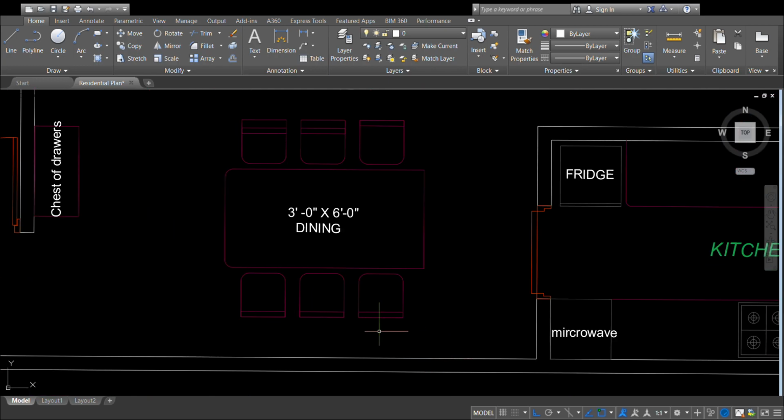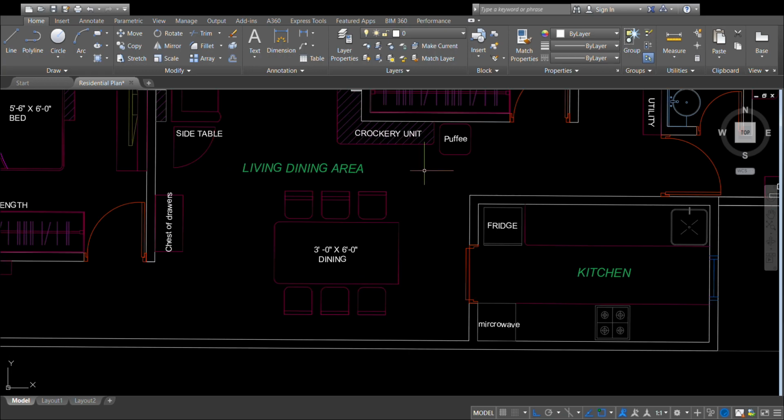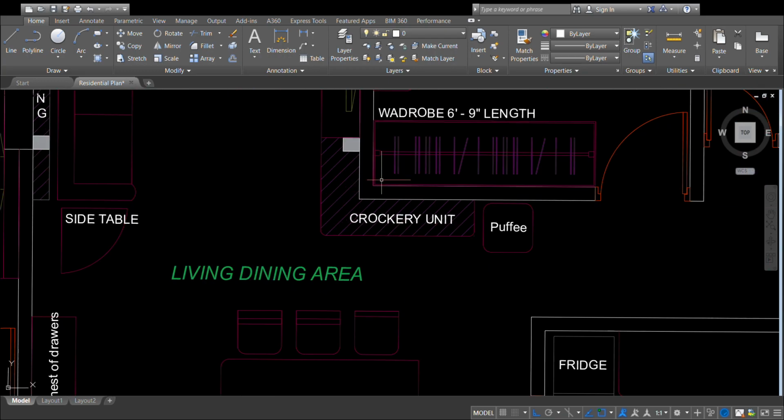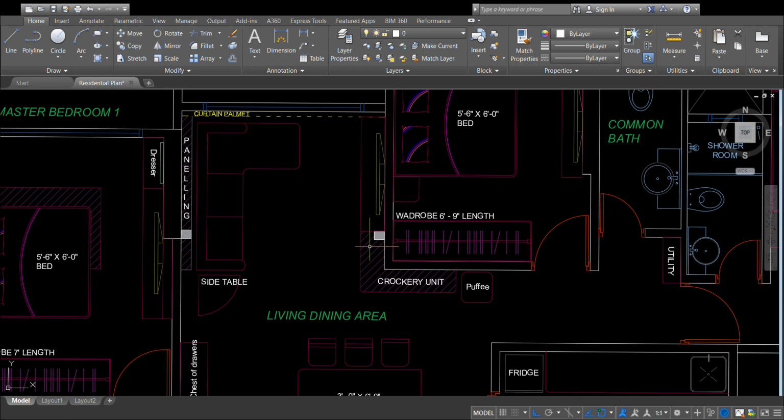There is a perfect dining table for 6 people. It's like 3 feet by 6 feet. So that is a proper dining table with a crockery unit. The crockery unit is your dining unit. So I have just given it an L shape kind of. So it is completely attached to the LCD unit, and that is continued with the crockery unit.